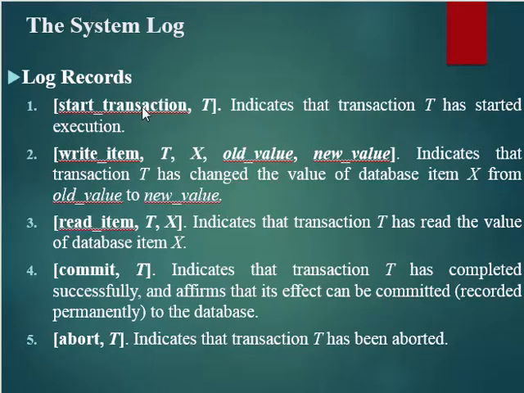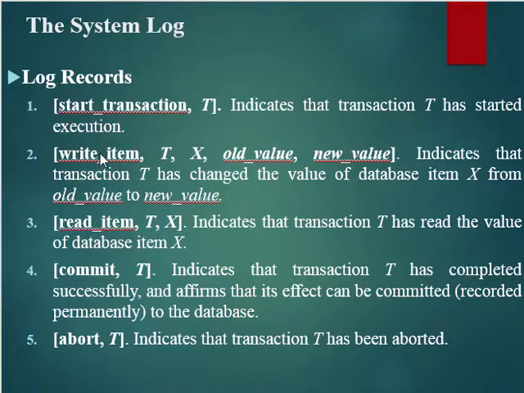The first is start_transaction, comma, T. This indicates that transaction T has started execution. When a particular transaction T0 or T1 or Tn begins its execution, the DBMS stores into the system log that transaction T started. It is not written like an English sentence. It is done using this format, start_transaction, comma, Tn. So from the log we can find that the particular transaction Tn has already begun.